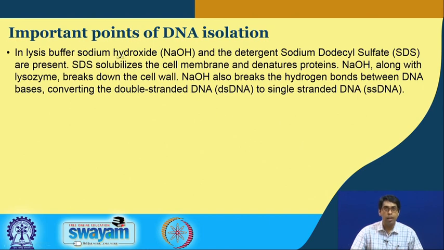The lysis buffer has a high concentration of sodium hydroxide. This is a base, and when you add sodium hydroxide, the pH rapidly increases, so it will be an alkaline solution. We also add sodium dodecyl sulfate or SDS. This is the same SDS that is used in SDS-PAGE gel electrophoresis. SDS interferes with the cell membrane because it has a very similar structure.